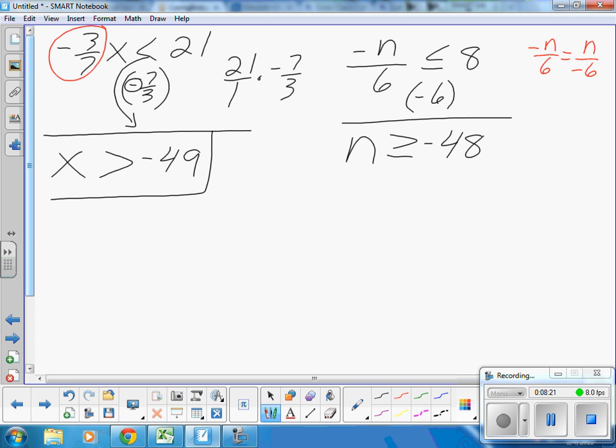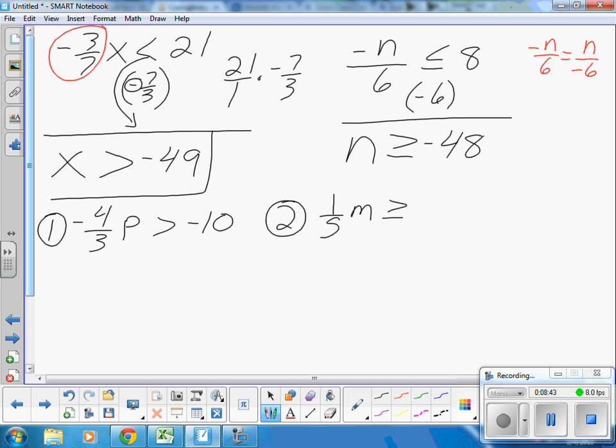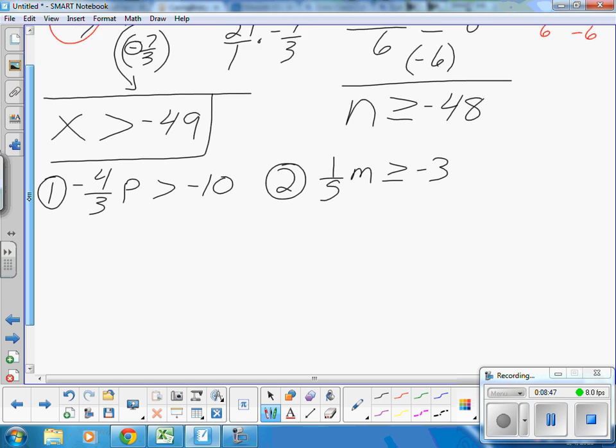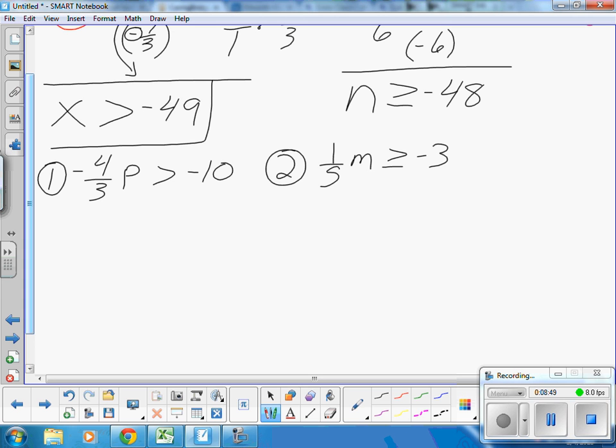All right, you try these. Number 1, negative 4/3 p greater than a negative 10. Number 2, 1/5 m is greater than or equal to a negative 3. And number 3 we'll do in a little bit.